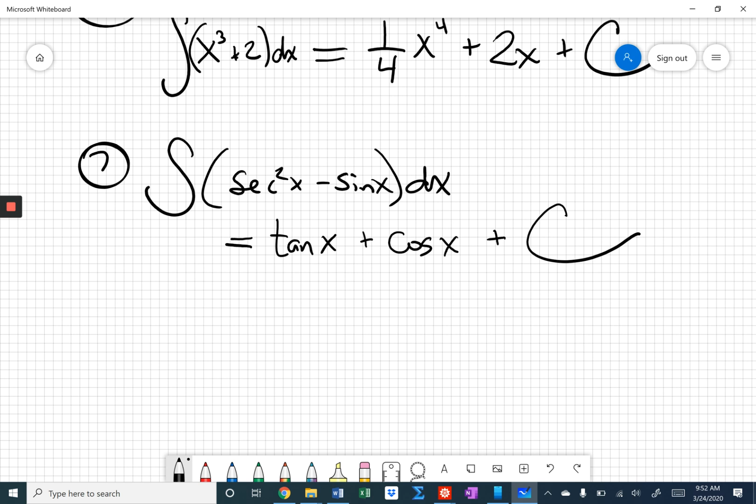You can always test your answer by taking the derivative, and so my dog is agreeing with me here. That's what the barks are for. Those are barks of affirmation.